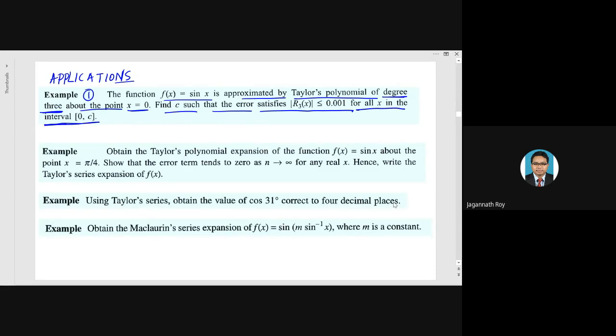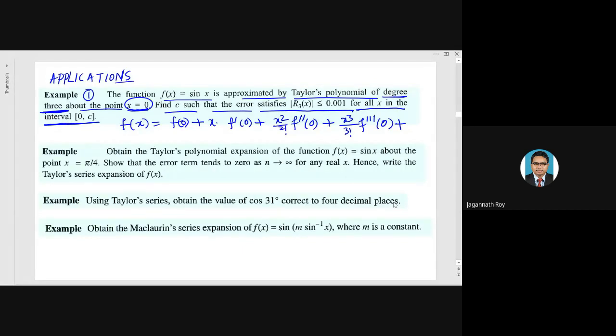So that means x = 0 is given. So f(x) = f(0) + x f'(0) + x squared by 2 factorial into f''(0) + x cubed by 3 factorial into f'''(0). Here x = 0 is given, and then we have to write up to a 3 degree polynomial.